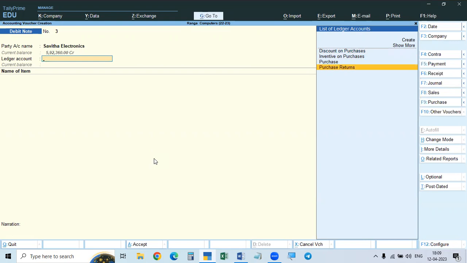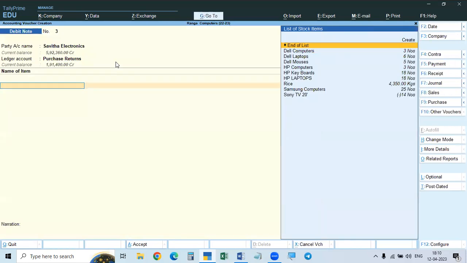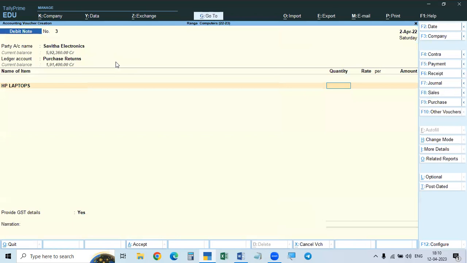It is returns. We are returning the goods, so you have to take purchase returns. And when you are creating this purchase returns, see here, the purchase returns account is created like another purchase account. You have to create it under purchase accounts. So we will take the purchase returns, and then the HP laptop we returned.